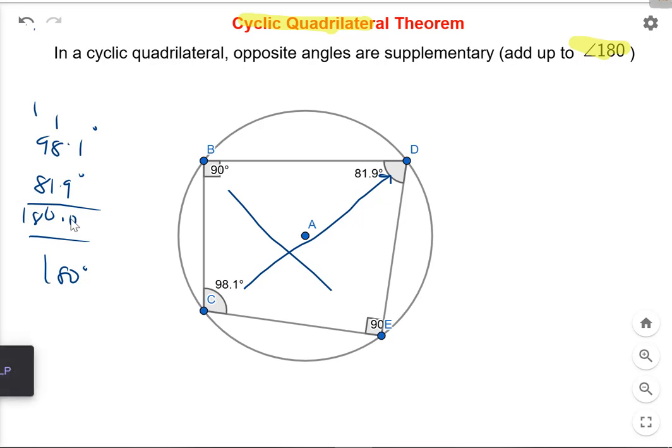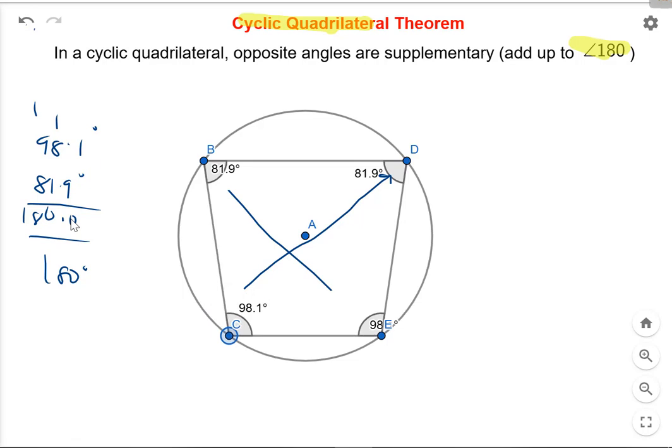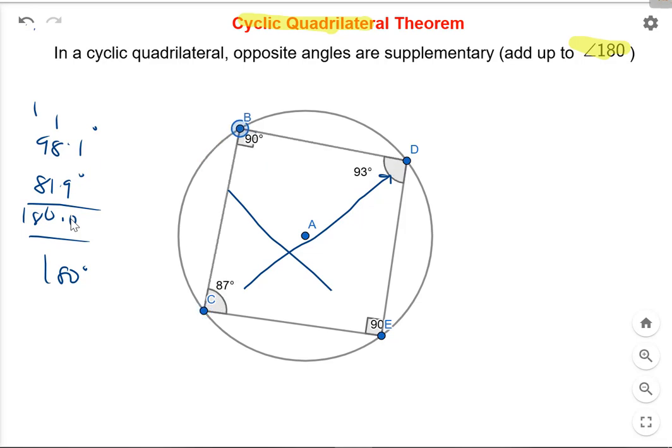Let's move the points around to verify how these things work. So if I move this corner, check the opposite side. Do you see that the opposite angles are all giving us 180 degrees? So let's move it around. If this is 87, its opposite angle will be 93. When we add 93 degrees plus 87 degrees, we are going to get 180 degrees. So in a cyclic quadrilateral, opposite angles will always add up to 180 degrees.